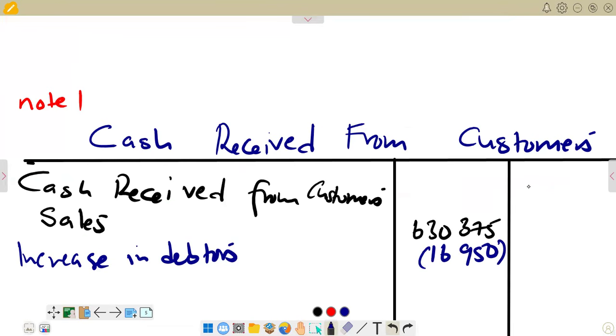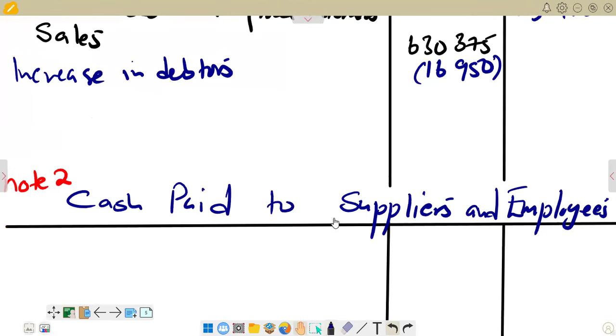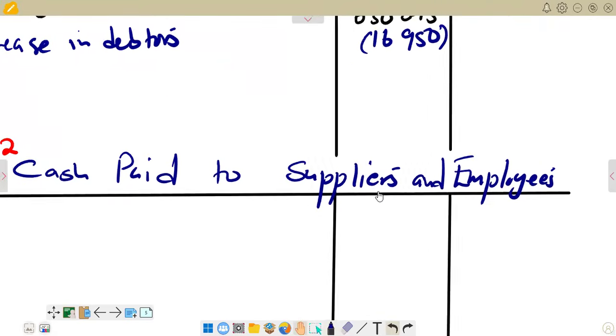Then the answer that we are supposed to get is now the cash received from customers, whereby if we say 630,375 minus 16,950, you are going to get 613,425. So this is the figure that we have according to the calculation of cash received from customers. Then we can continue to the other note, on the calculation of cash paid to suppliers and employees. This is our second note.